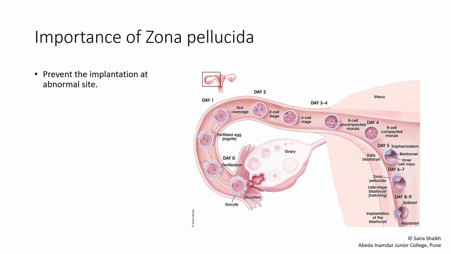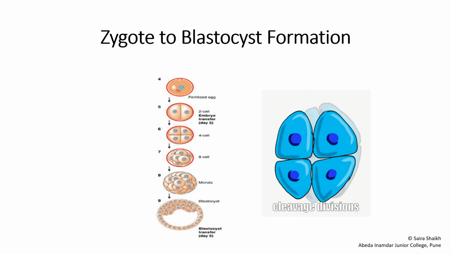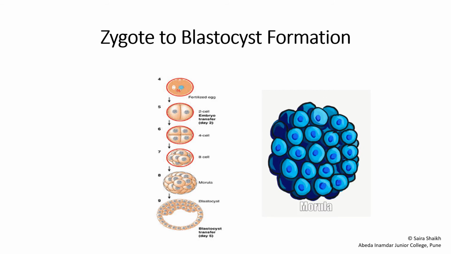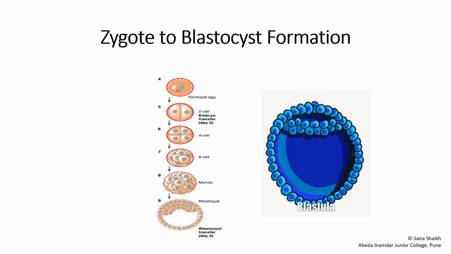Till the formation of the blastocyst, the zona pellucida is intact. It prevents the implantation of the embryo at an abnormal site. When the embryo gets a proper site, only then will the zona pellucida start disappearing, that is, after the implantation. With the help of this animated picture, we can memorize the changes from the zygote to the blastocyst formation.